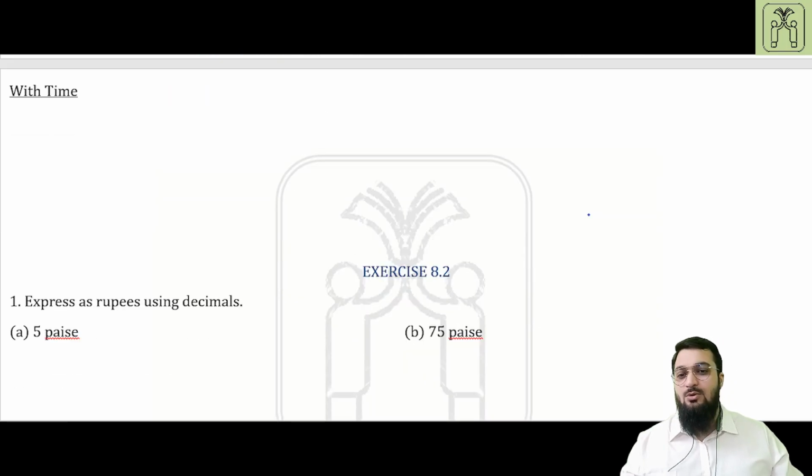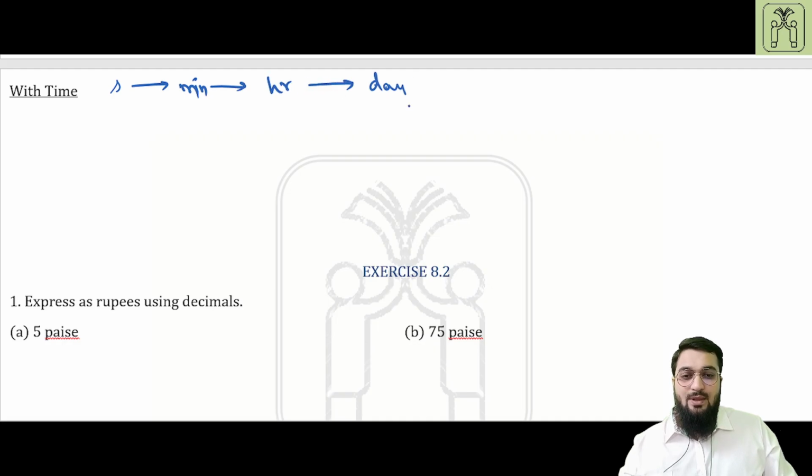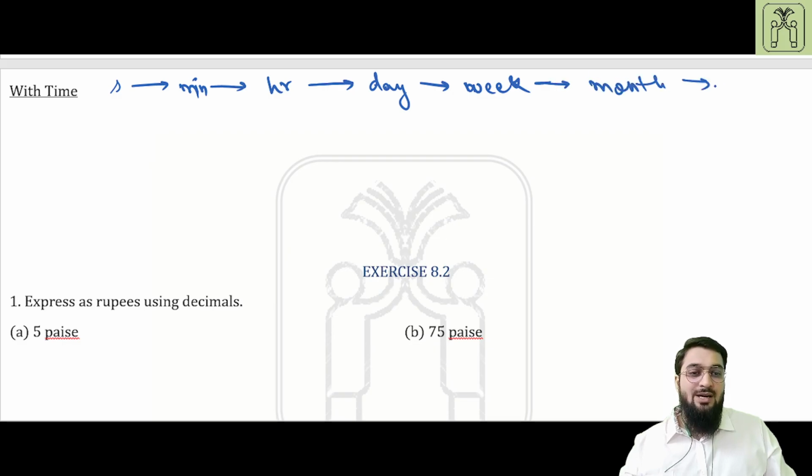Now coming to the concept of time. As you know, in time, how many things are there? If you would like to recall, the smallest is second, next is minute, then hour, then day, and then week, and then month, and so on. So we'll write by starting seconds, then minutes, then hour, then day, then week, then month, and then we will write year.